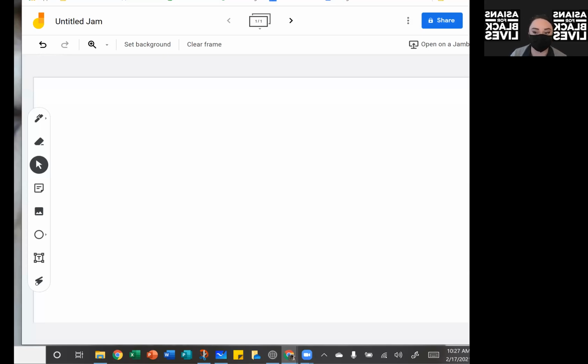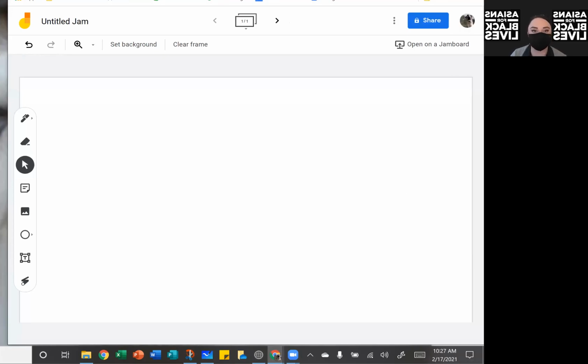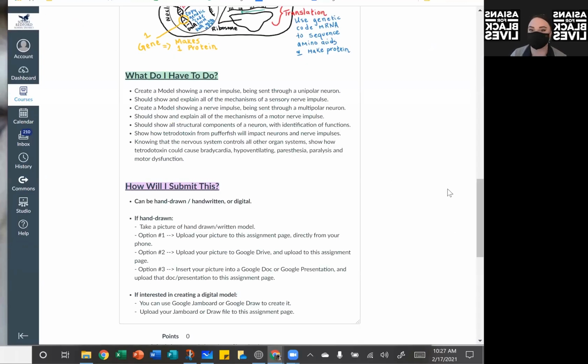Again, there is no one way that you have to do this. It is whatever is most comfortable for you. I would say most kids are most comfortable hand drawing it, taking a picture and uploading the pictures. But if you want to do something else to upload your model, that is perfectly fine, okay?